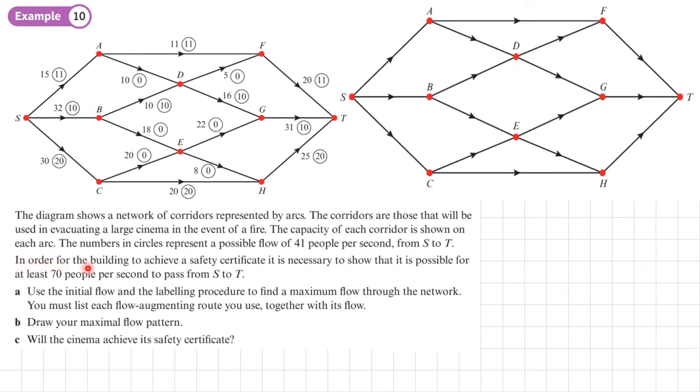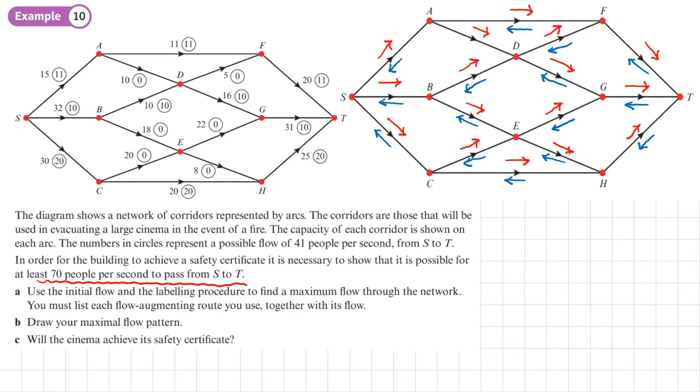In order for the building to achieve a safety certificate, it is necessary to show that it is possible for at least 70 people per second to pass from S to T. Part A: using the initial flow and the labeling procedure, find the maximum flow through the network. You must list each flow augmenting route you use together with its flow.